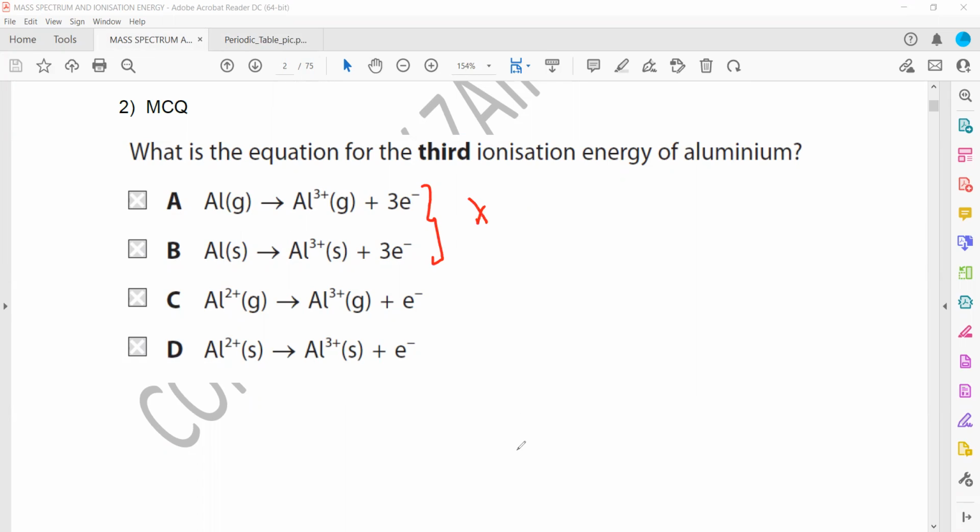Because we should not remove all the electrons together. And why is this one wrong? Because ionization energy means the energy needed to remove electrons from a gaseous state. So we should have a gaseous state, not solid. So when we check options C and D, why is D wrong? Because here it is in a solid state, but it cannot be in a solid state. It should be gaseous. So already 2 electrons are removed and we are removing the third electron. That's why C is the right option for this.